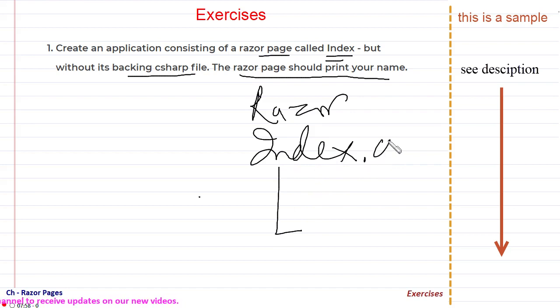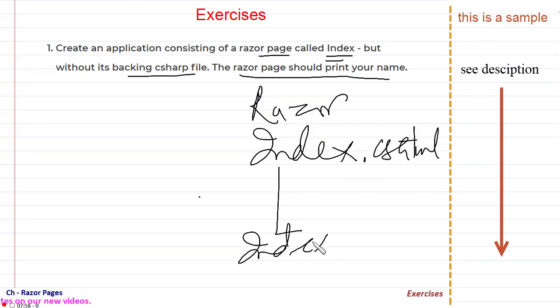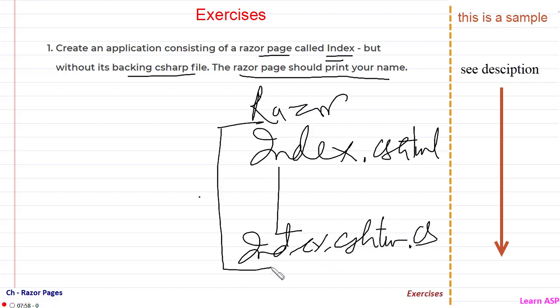One file is, let us say, index.cshtml, and its companion file is index.cshtml.cs. So a Razor page usually consists of a pair of two files, the name of which is exactly the same, index, but one has the extension .cshtml and the other has the extension .cs.